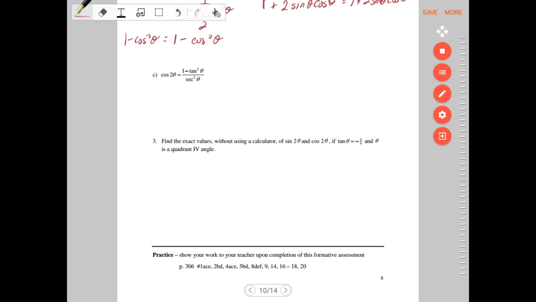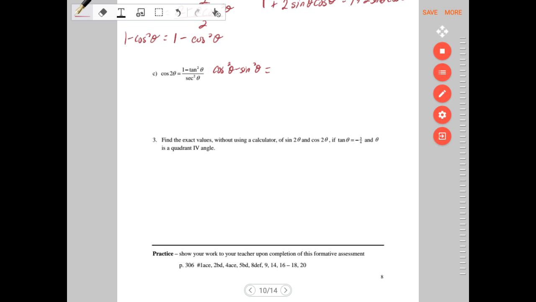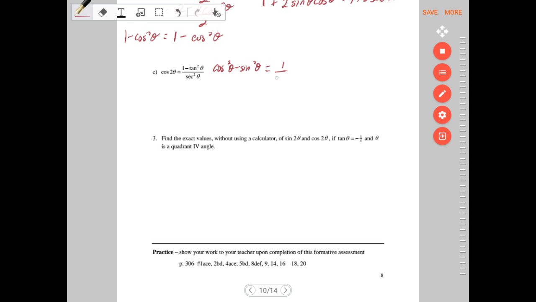Part C. Cos 2 theta is equal to 1 minus tan squared theta over secant squared theta. Okay, so cos 2 theta, I'm going to use cos squared theta minus sine squared theta. And again, if this one doesn't work, we're just going to erase it and try something else. Equals. Now, I'm going to separate these into 1 over secant squared theta minus tan squared theta over secant squared theta. Okay? Because remember they're both being divided by secant squared theta, so I can separate them as individual terms.